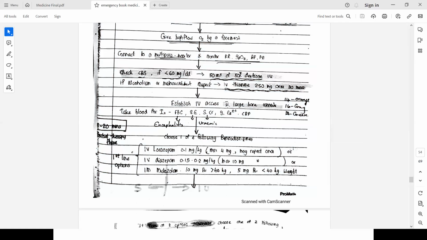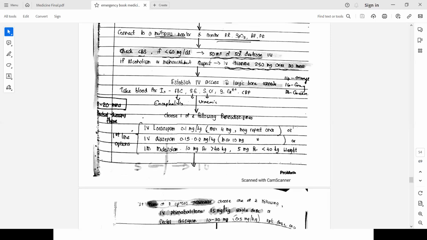So it's good to do the electrolytes, to look for electrolyte abnormalities, CRP and full blood count to exclude an infection. Serum creatinine you might do if you're suspecting uremic encephalopathy. Full blood count and CRP for meningitis, encephalitis.